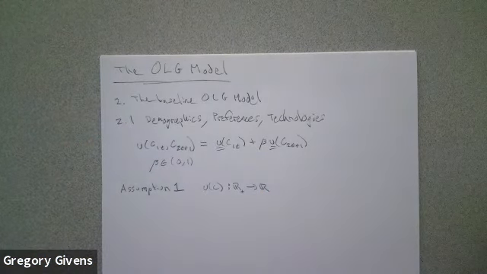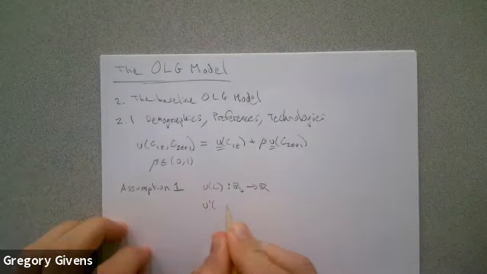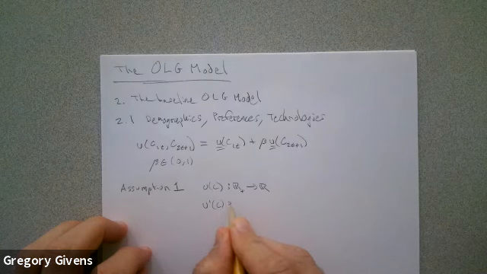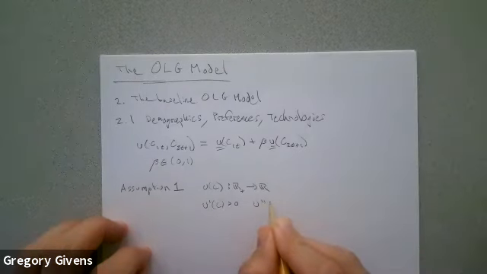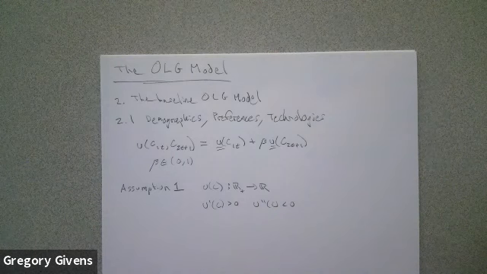It's going to be strictly increasing, concave, and twice differentiable. So the first derivative of utility is positive. The second derivative we're going to assume is negative. That captures the idea of diminishing returns to consumption. Greater consumption gives you greater utility, but at a diminishing rate.